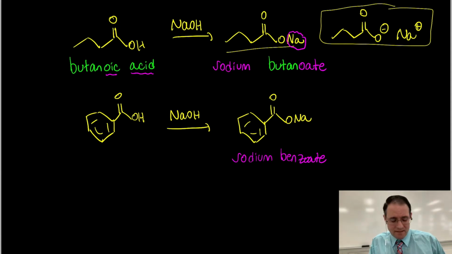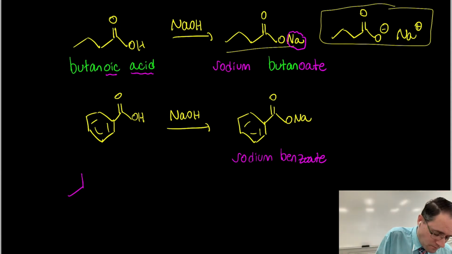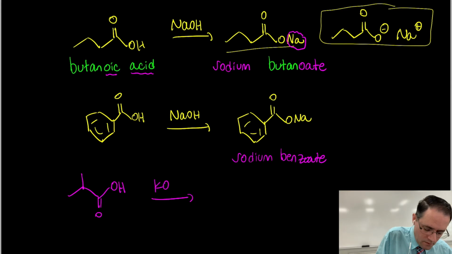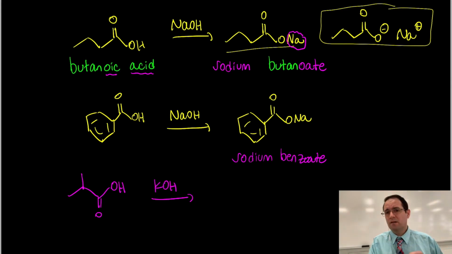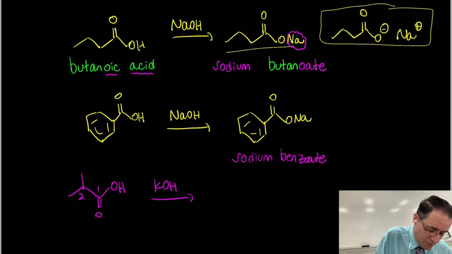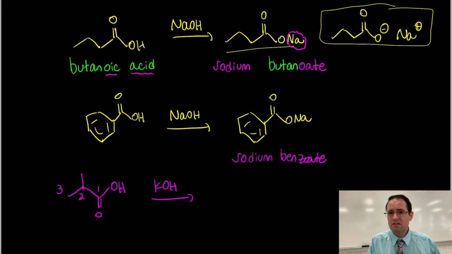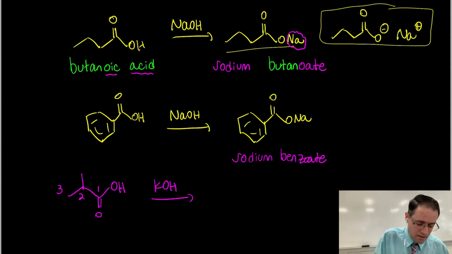If you have potassium, for example, you'll make the potassium such-and-such ate. So here there's a methyl group. Okay, so I think it's good to slow down and show something a little more complicated. This is 2-methylpropanoic acid.